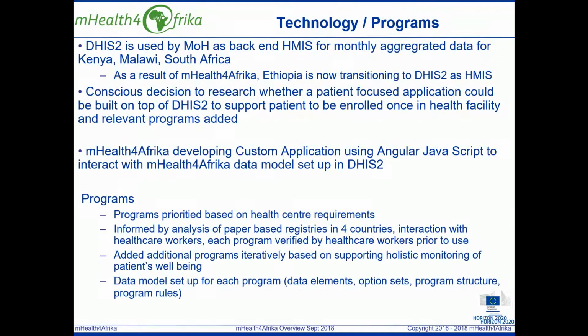The data model is configured in DHIS2, and this determines the program structure with its stages, sections, and rules. And the mHealth4Afrika custom application dynamically renders the data model for each program. We'll now look at some of the functionality of the beta system.